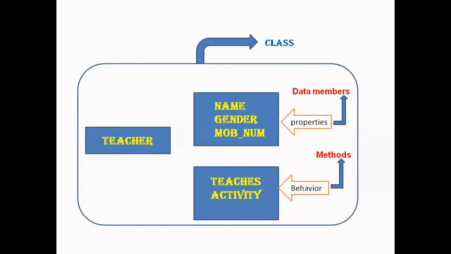Now I just want to show you this teacher, that is data members and methods. All these things put together in a diagrammatic representation is called a class diagram. It will look like this. A class diagram in object-oriented programming is a diagrammatic representation where it will be very easy for everyone to understand and easy to design, right?